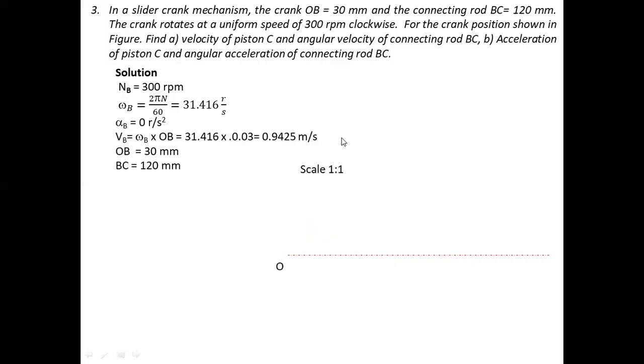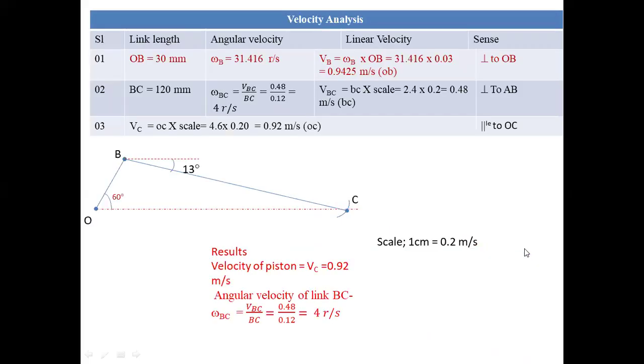So first we discuss how to plot that mechanism. Just draw one horizontal line of stroke. Then take the crank OB 30 mm at an angle of 60 degrees. Then take B as a center and cut the distance of 120 mm on the line of stroke. We'll get the location of slider C. So just mark that C point and connect the CB line. After this, we have to first plot a velocity diagram.